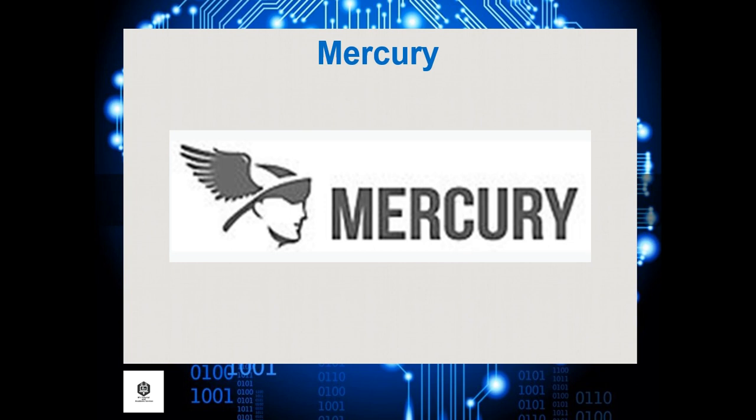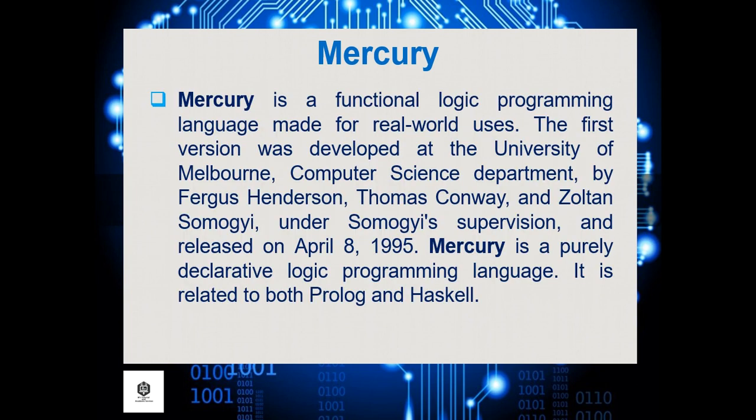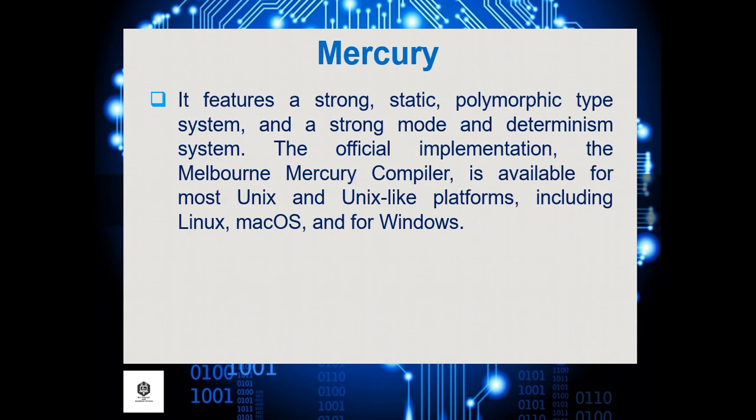Mercury. Mercury is a functional logic programming language made for real-world uses. The first version was developed at the University of Melbourne Computer Science Department by Fergus Henderson, Thomas Conway, and Zoltan Somogyi, under Somogyi's supervision, and released on April 8, 1995. Mercury is a purely declarative logic programming language. It is related to both Prolog and Haskell. It features a strong static polymorphic type system and a strong mode and determinism system. The official implementation, the Melbourne Mercury compiler, is available for most Unix and Unix-like platforms, including Linux, macOS, and Windows.